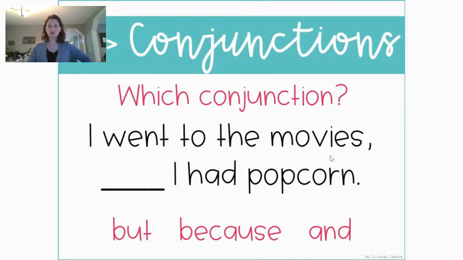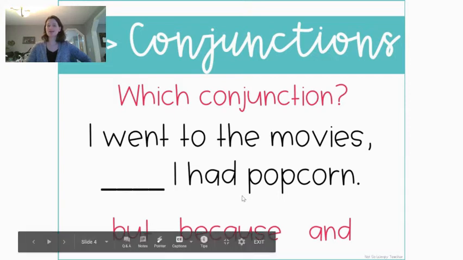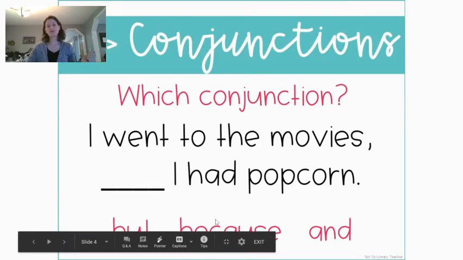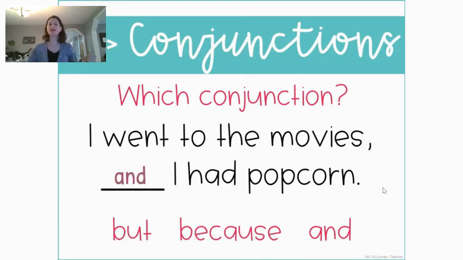Which conjunction would you use for I went to the movies, something, I had popcorn? So both of those are related. I went to the movies, I had popcorn. How would we link those together? Out of those three words, but, because, and, we'd probably use and. I went to the movies and I had popcorn. So we're taking those two ideas and we're putting them together with an and in the middle.